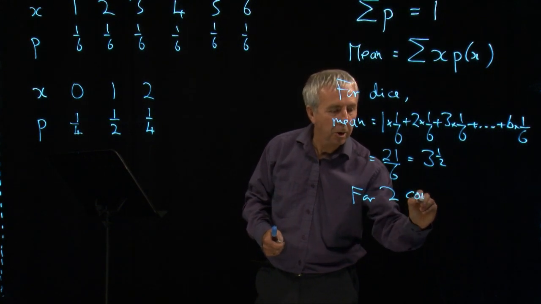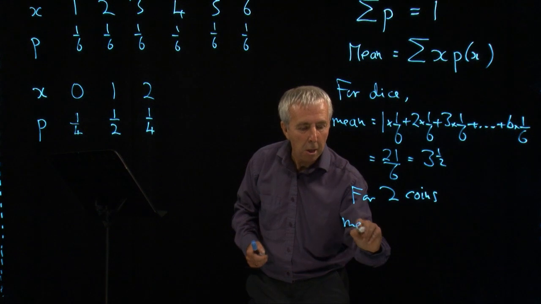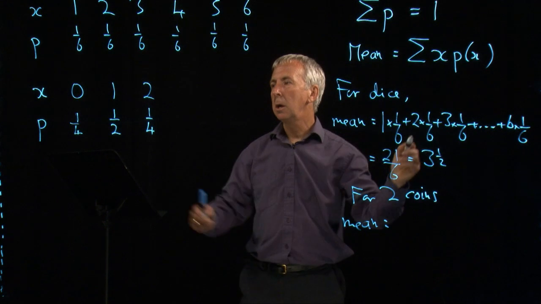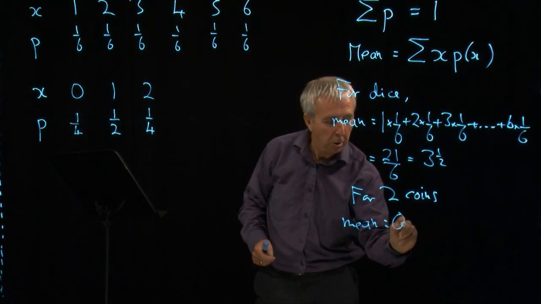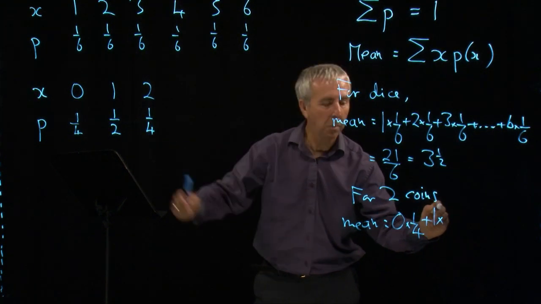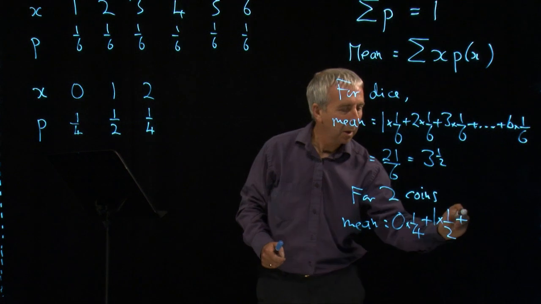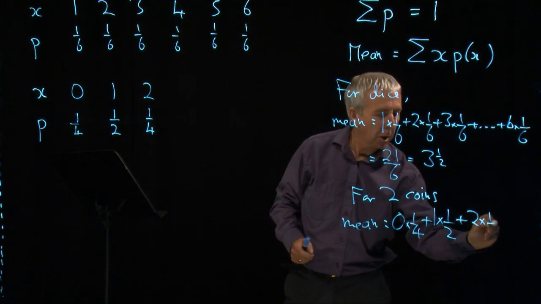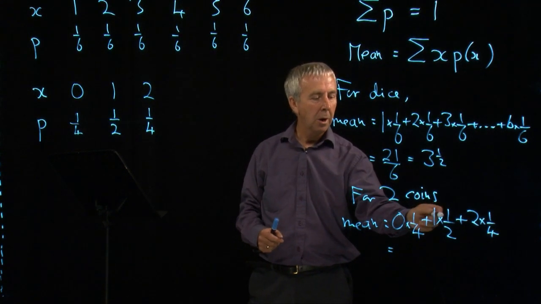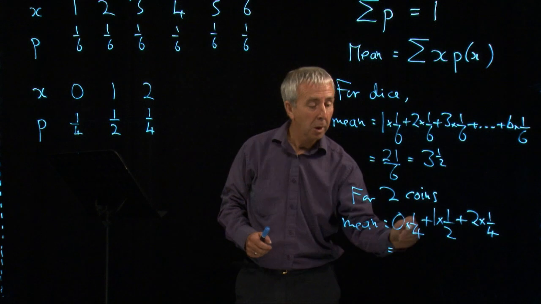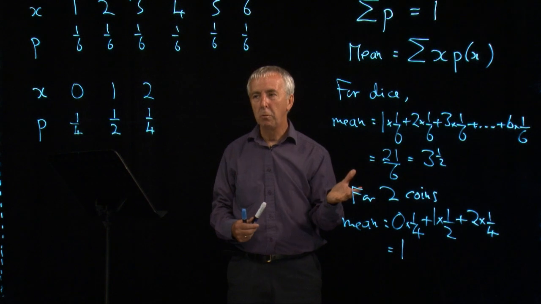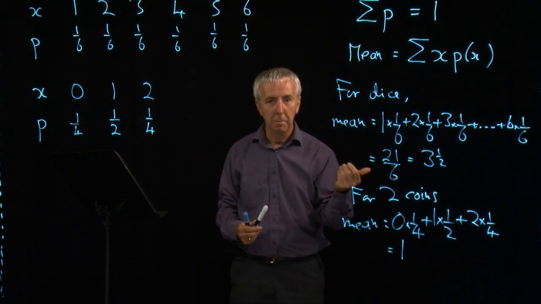For the 2 coins, the mean, we multiply each x by its probability. So the first one is 0 times 1/4. And then we have 1 times its probability, which is 1/2. And then we have 2 times its probability of 1/4. So if I add those up, I've got 0 plus 1/2 plus another 1/2, and that comes to 1. And so the average number of heads when we toss 2 coins is 1 head.